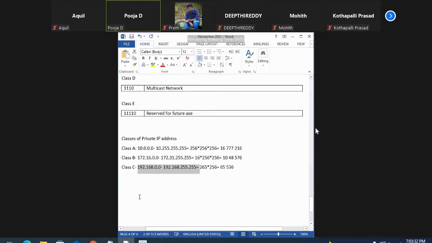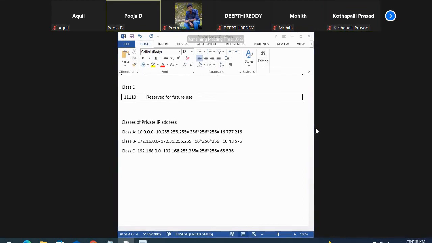Okay, so let me share one picture with you. Ma'am, is it class C 265 or 256? Class C. Okay, just a minute. 256 into 256 or 265 into 256? Sorry, 256 only. If you count 0 to 255, that is, if you start your count from 0, it will become 256, right? 256 into 256.